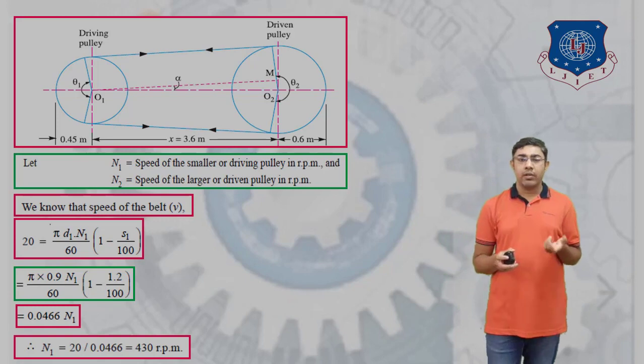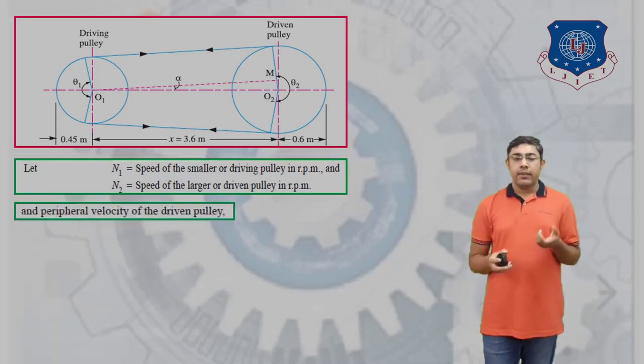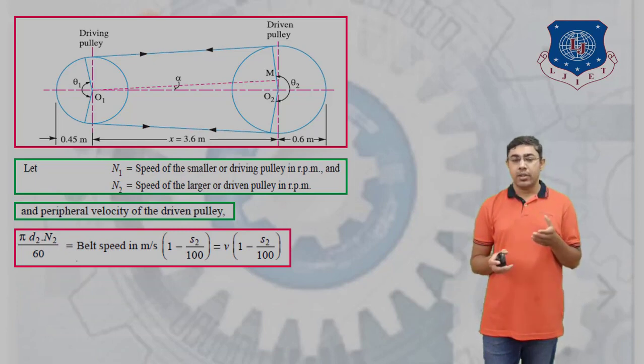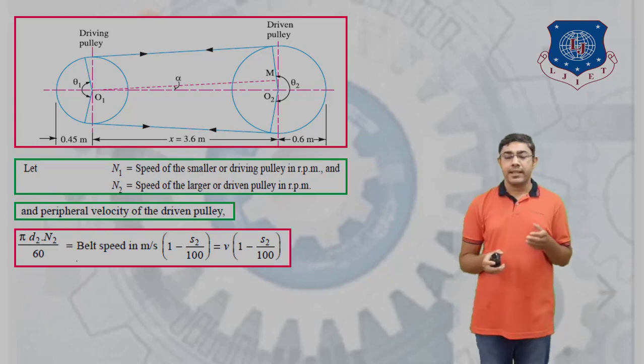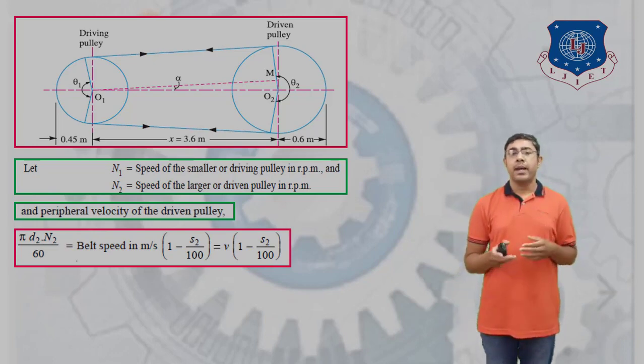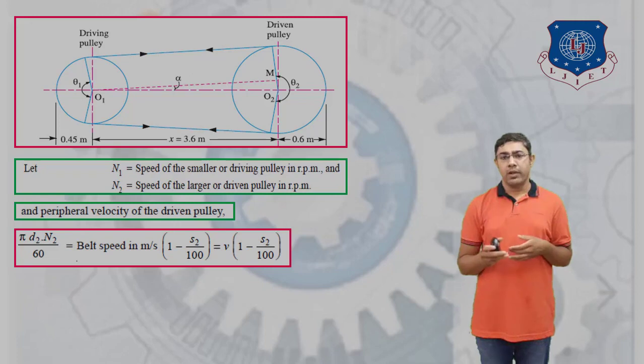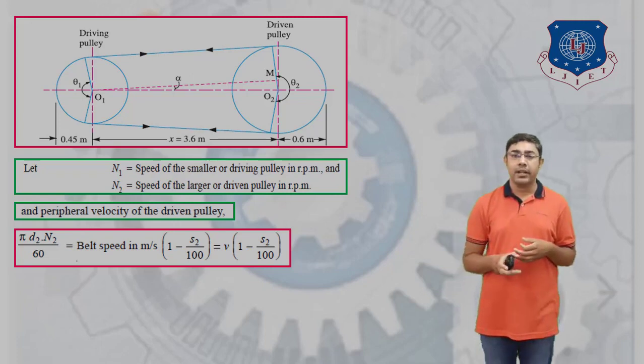Now we have to calculate the speed n2. So the peripheral velocity of the driven pulley, that is n2, is given by pi d2 n2 divided by 60, which is equal to the belt speed in meter per second into 1 minus s2 divided by 100. Here the belt speed is v, so it will be v into 1 minus s2 divided by 100.